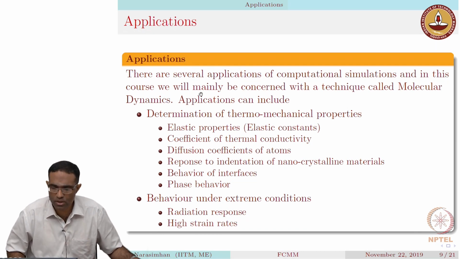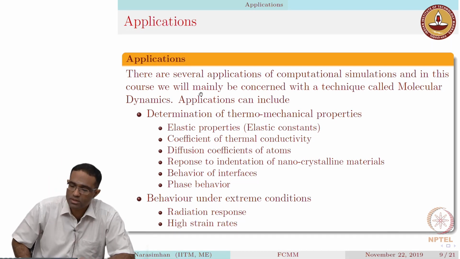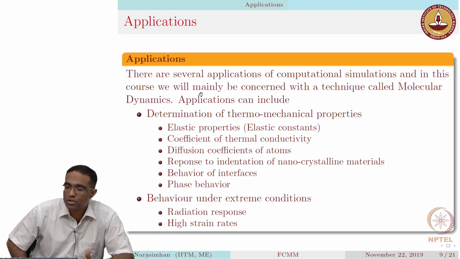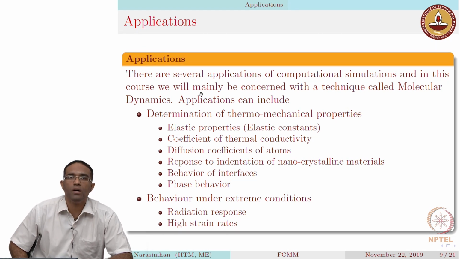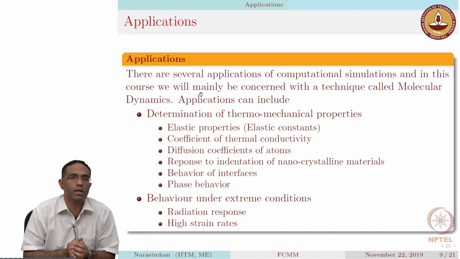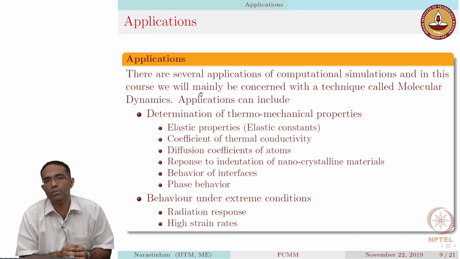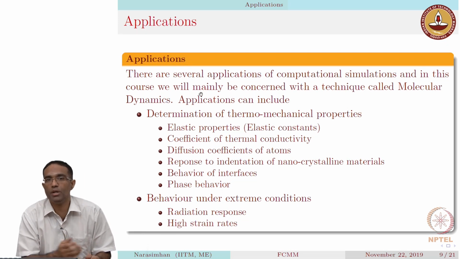Molecular dynamics simulations can be applied to get ideas on a wide range of properties. Some of them are determination of thermomechanical properties such as the elastic properties. For example, you could get the elasticity tensor of a given piece of copper or any other metal for that matter, and get the elastic constants of the material. So instead of performing an experiment, you may be able to conduct a simulation to get a ballpark value for these constants, which may be used in finite element simulations, for example.